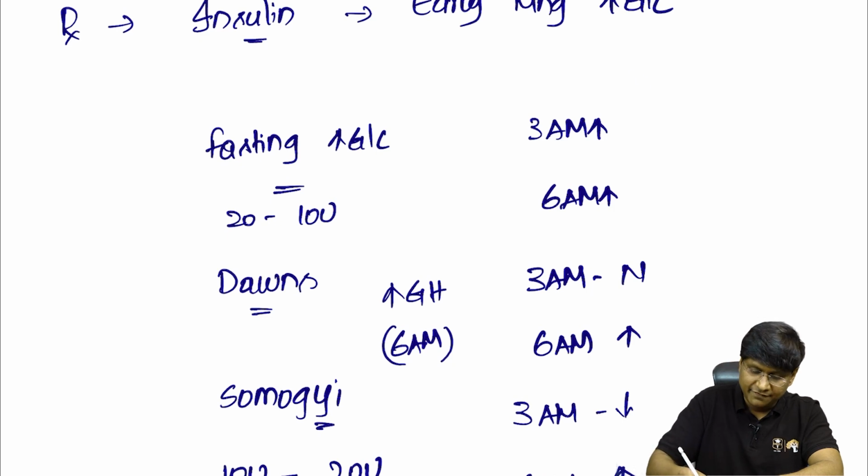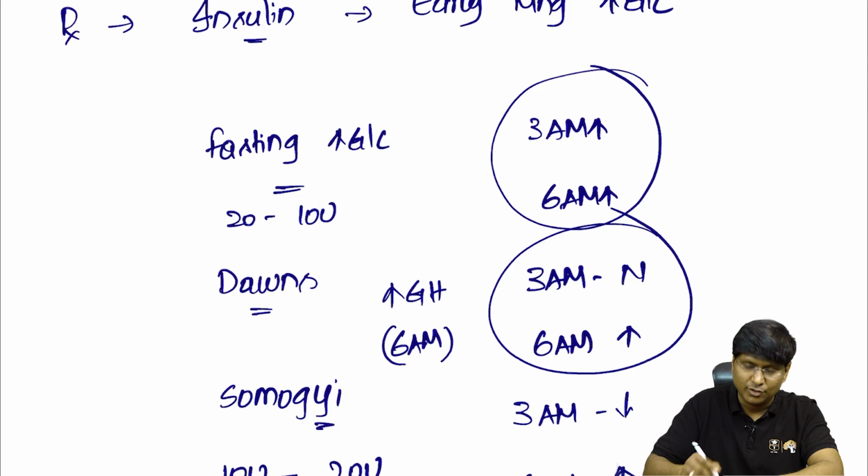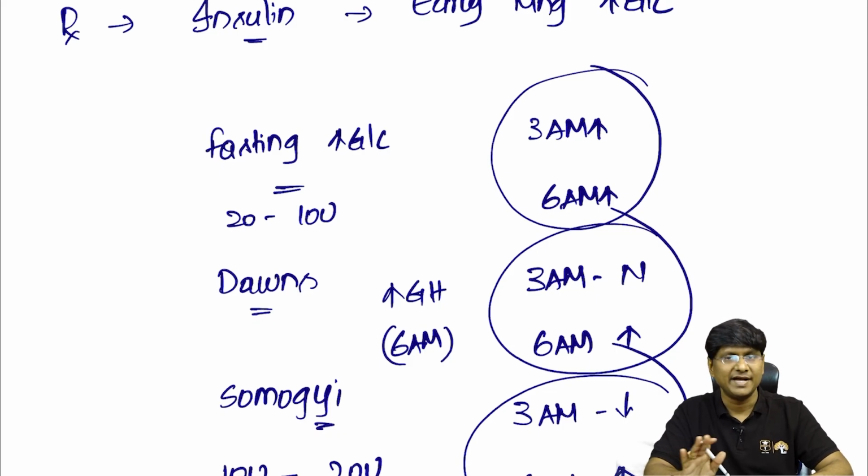Okay. So in fasting hyperglycemia, 3 AM and 6 AM are increased. In Dawn's phenomenon, 3 AM is normal and 6 AM is increased. Whereas in Somogyi, 3 AM is reduced and 6 AM blood glucose levels are increased. So this is about the causes for early morning hyperglycemia.